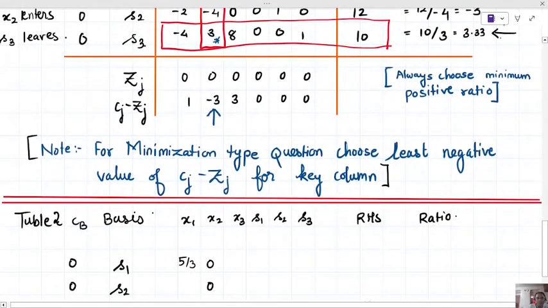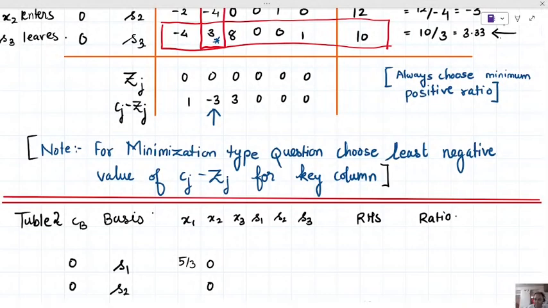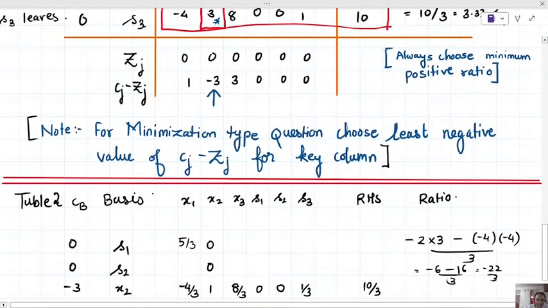So minus 2 is the element now. So at minus 2, what do we get? We will get minus 2 into 3 minus of minus 4 into minus of 4 divided by 3, so it is basically minus 6 minus 16 by 3, so that is minus 22 by 3 we will get. So here you get minus 22 divided by 3.